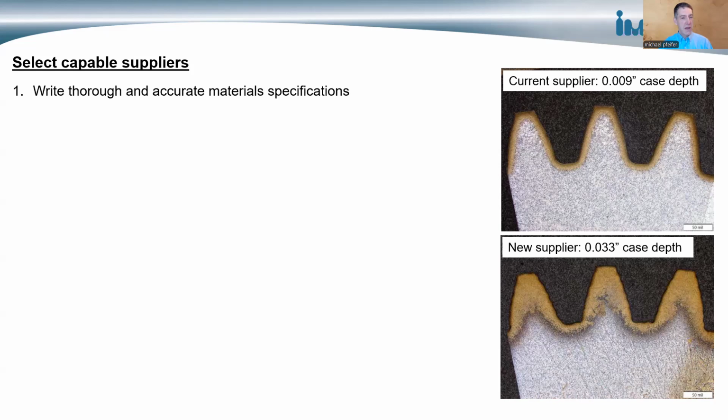So you want to make sure you're communicating the expectations, and you also want to get feedback from the suppliers. Do they understand the expectations? Do they think they're capable of meeting those expectations, and have them explain why?